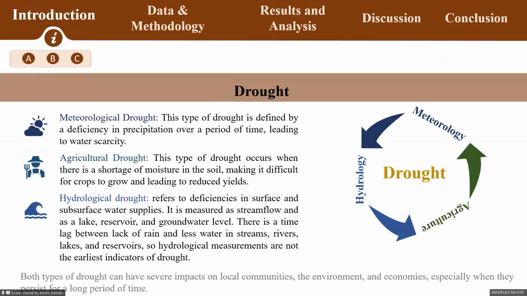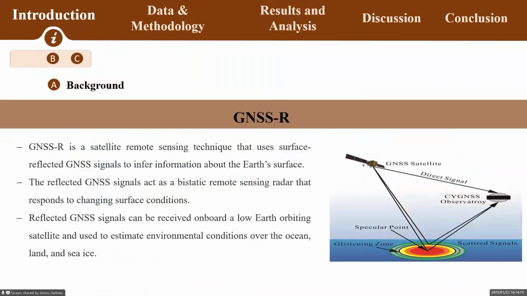Then the last one, but not the least, is the hydrological drought. This one basically refers to the differences in surface and subsurface water resources. All of these types of drought can have major impacts on the country, on the communities, on the environment, as well as the economy of certain countries.